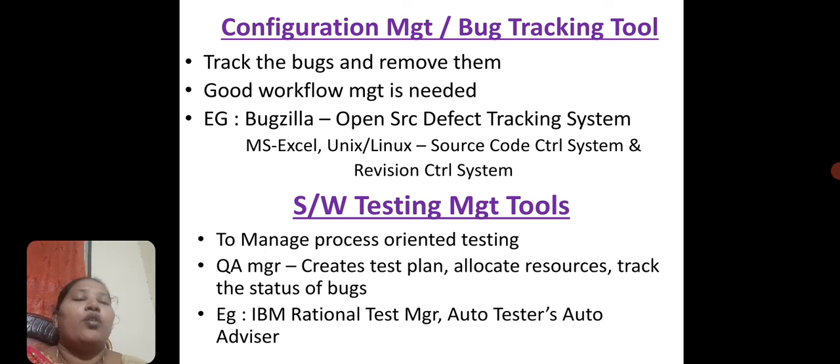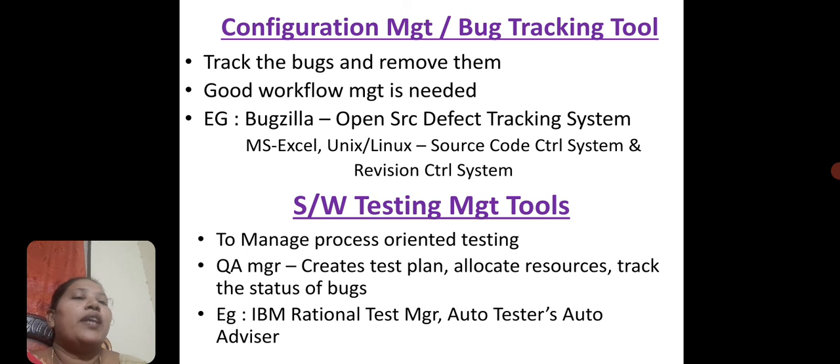For example, the automated tool you have here is Bugzilla, which is an open source defect tracking system that will identify the defects, track them, and rectify them. And again, for MS Excel and Unix and Linux, you have the source code control system and revision control system. So the last one is the software testing management tools.